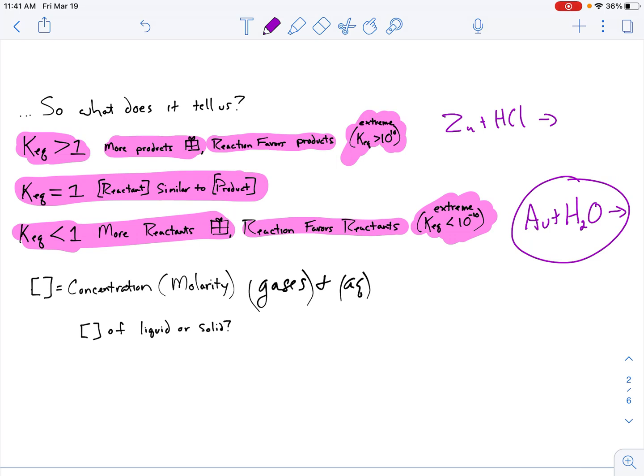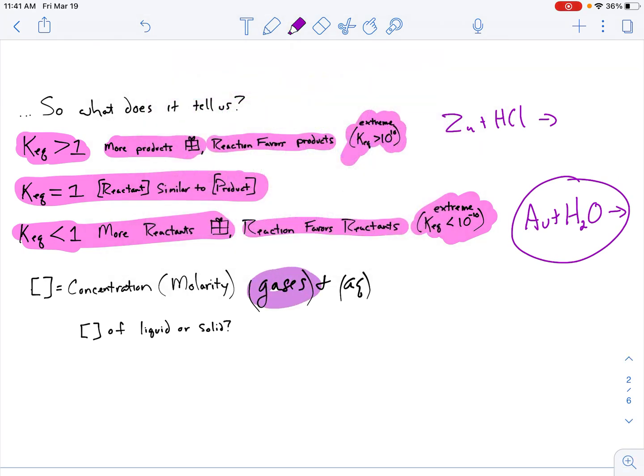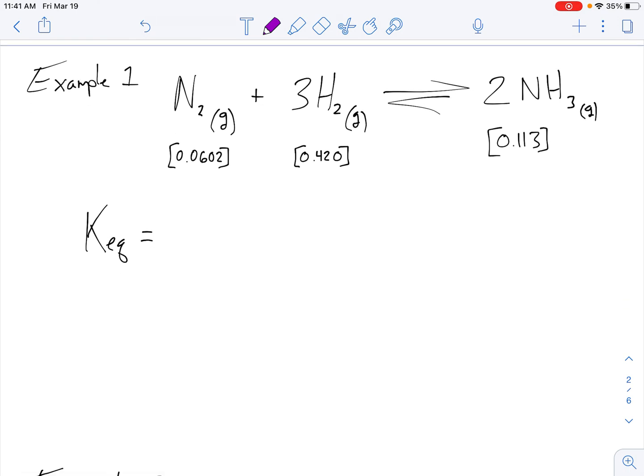A couple important things to note here. Brackets is concentration, so we're dealing with molarity. If we're dealing with molarity, hopefully you understand, I can only be dealing with really gases and aqueous solutions. A liquid or a solid doesn't really have a concentration. It's a constant concentration. It doesn't change. So the concentration of liquids and solids don't really exist, meaning they're not going to be part of your KEQ calculation. Let's look at your first example.